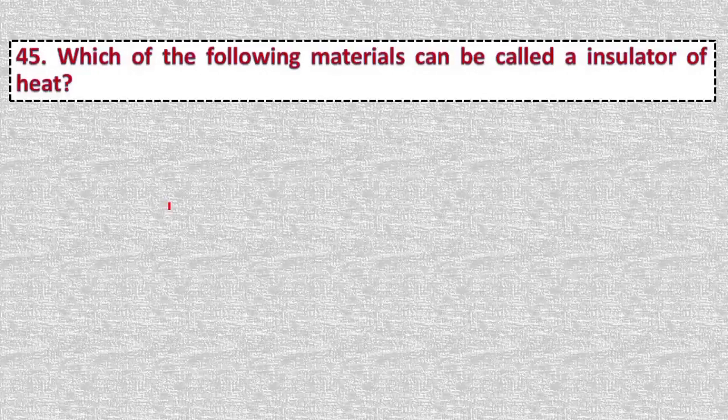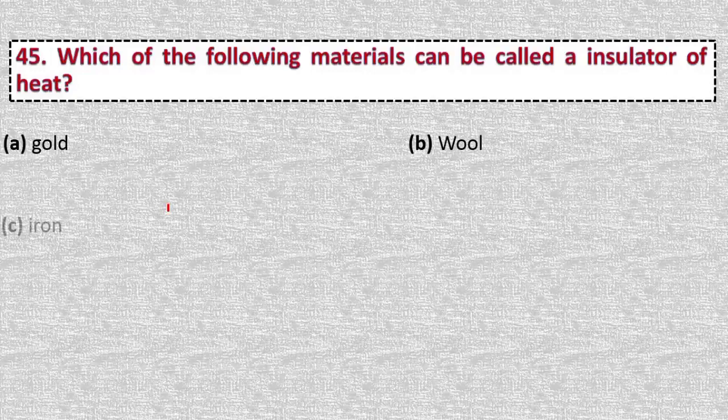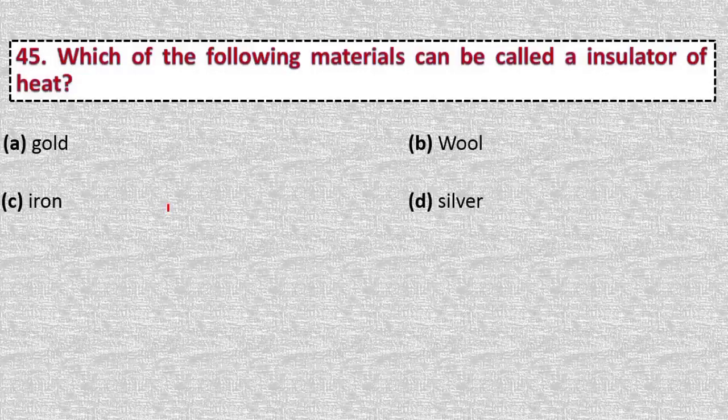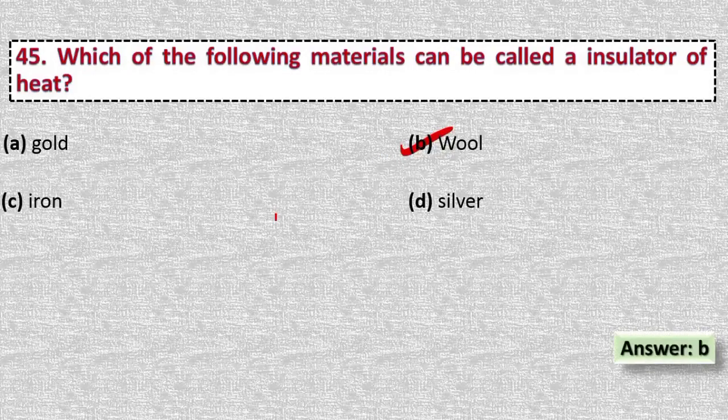Which of the following materials can be called an insulator of heat? Gold is a good conductor, wool is a poor conductor or insulator, iron is a good conductor, silver is also a good conductor. The correct answer is option B, wool. Wool is an insulator of heat.